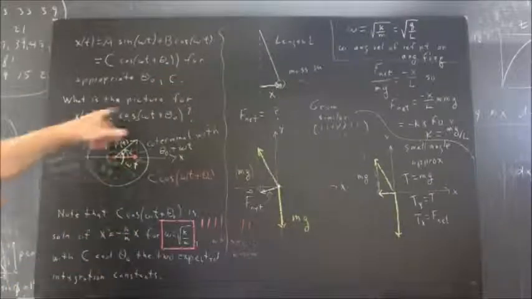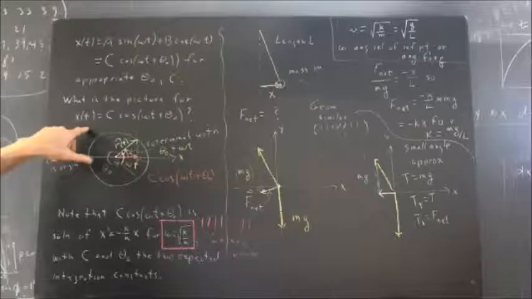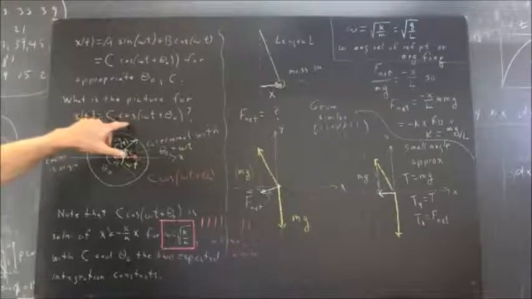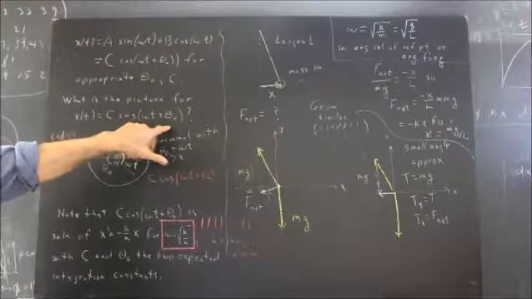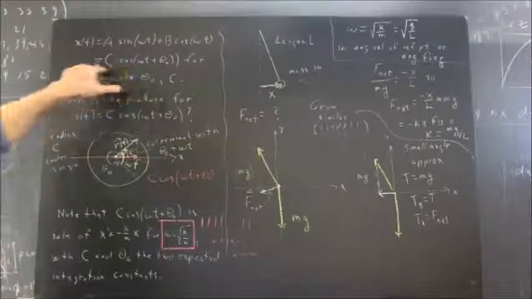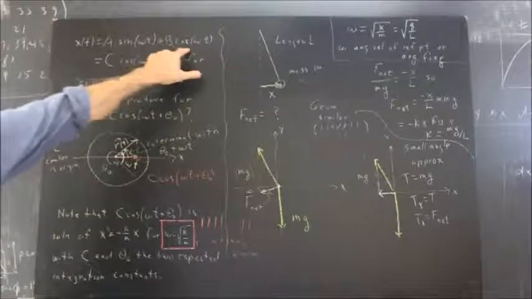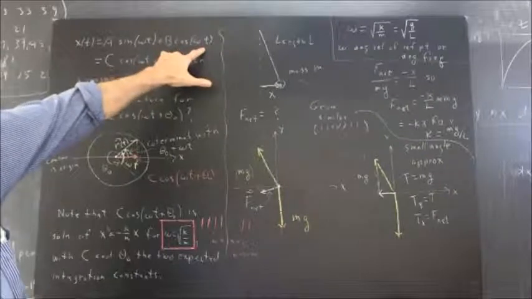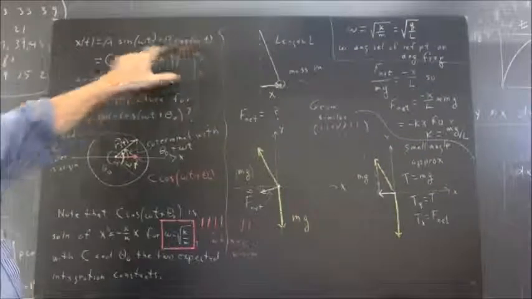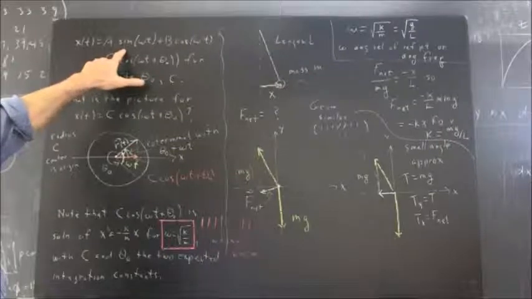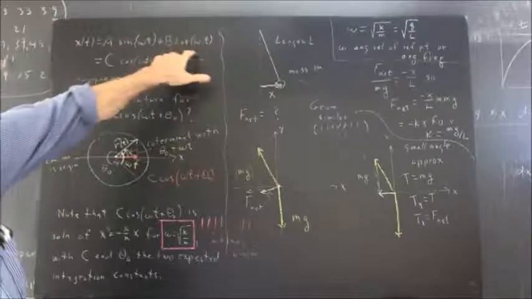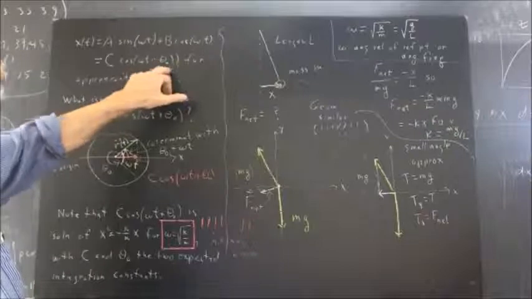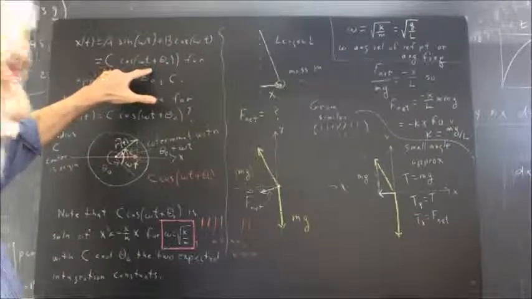Now, I want to know what the reference circle picture would be for x of t equals c times the cosine of omega t plus theta naught. In other words, for this version of this function. Remember that we showed that this function had its specific reference circle picture, but how do they combine to give us one of these? And once they do, how do we model it?